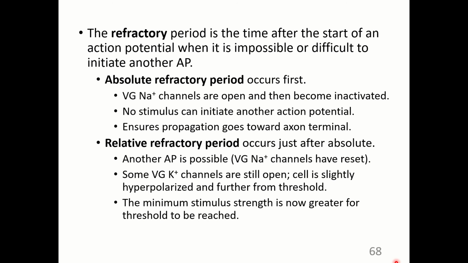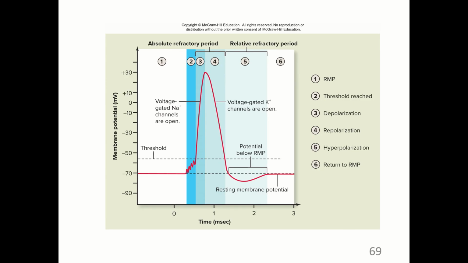The relative refractory period occurs just after the absolute refractory period. Another action potential is possible because voltage-gated sodium ion channels have reset. Some voltage-gated potassium channels are still open during this time, and the cell is slightly hyperpolarized and further from the threshold. Thus, the minimum stimulus strength is now greater for the threshold to be reached. That is why it is more difficult.